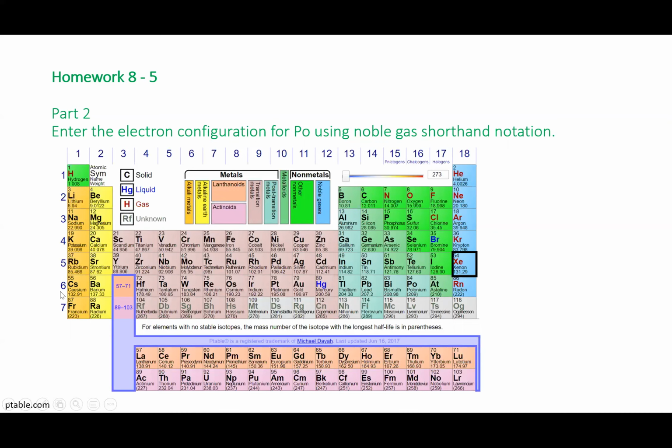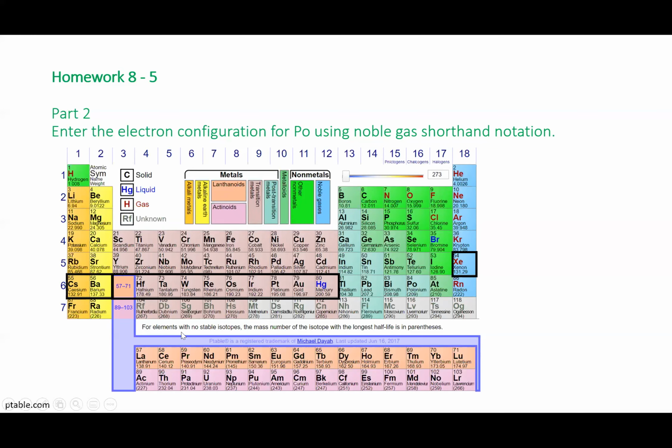So I'm in period 6, and these are my s block electrons. There are going to be 2 electrons in the s orbital, and so I have 6s2. And if I keep going, I have all my d block electrons. So starting from here, this is 3, this is 4, this is 5. So I have 5d10 electrons.